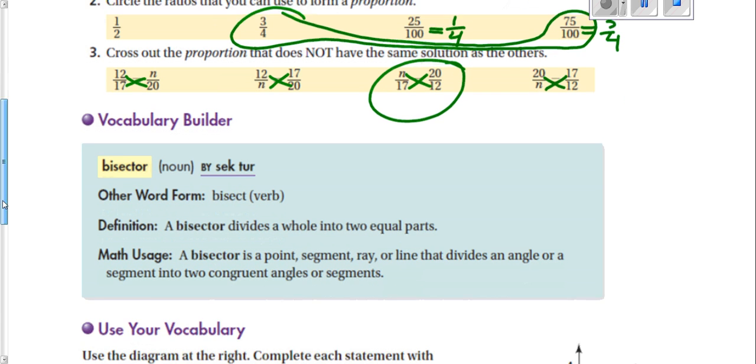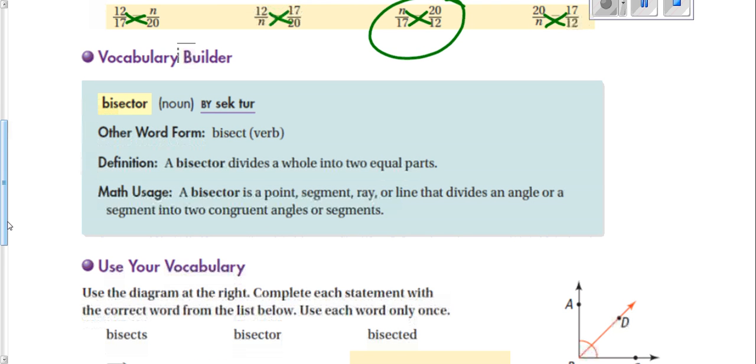All right. Let's get into what we're talking about today. Before we can, there's just a word that we need to learn and make sure we know about. Some of you may know already. But the vocab word for today is bisector. What is a bisector? We've talked about it before with drawing line bisectors or segment bisectors. But a bisector divides a whole into 2 equal parts, okay? A whole into 2 equal parts. So a bisector is a point, segment, ray, or line that divides an angle or segment into 2 congruent angles or segments. So we've mainly looked at it with segments, but it can happen for an angle or anything. It's just important to know that it divides into 2 equal parts.